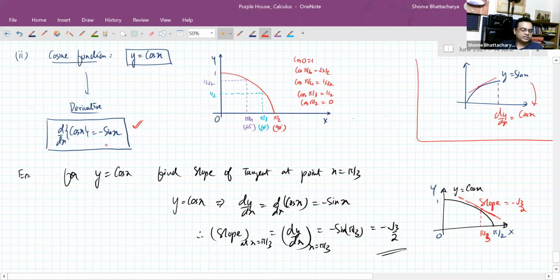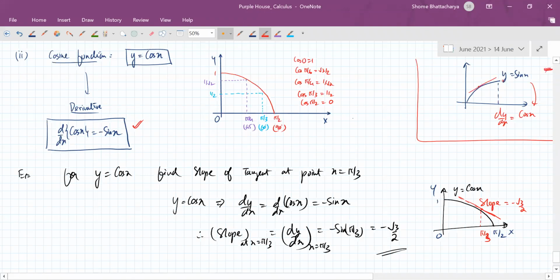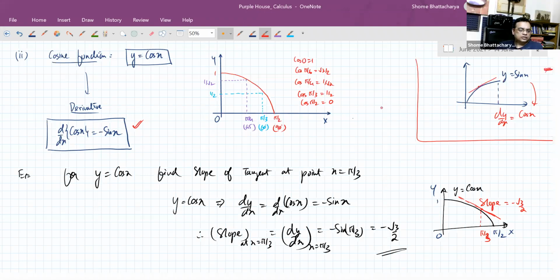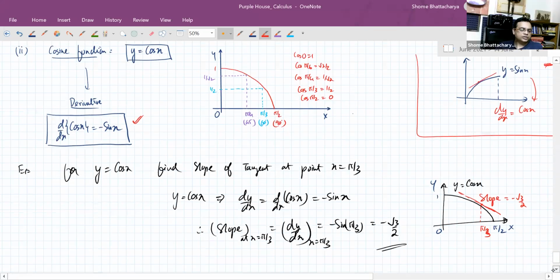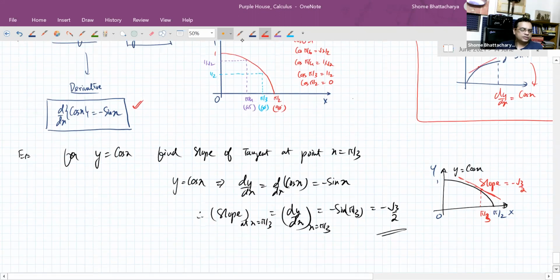So differentiation of cos x comes with a minus sign. It's minus sin x. Whereas the sin x graph is this graph over here, it has a positive slope, and its differentiation is cos x. And apart from that, for any function which is a combination of these two things, we can use all the properties that we've learned earlier.